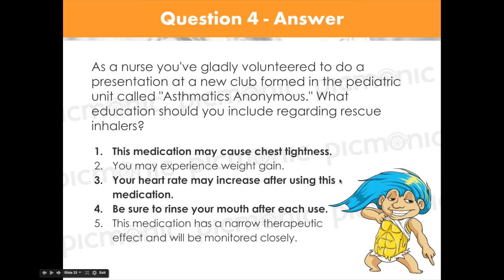So let's think about it. Rescue inhalers. What is most likely in a rescue inhaler? Albuterol, right? Yes, there are other things, and that is absolutely true. So let's look at the possible answers. This medication may cause chest tightness. Albuterol is definitely a beta agonist medication, right? Maybe you didn't know that, but you should, and that could cause tachycardia. We always see that as a side effect. So you should always think about that as well. If we give my patient a beta agonist, they're going to have an increased heart rate.